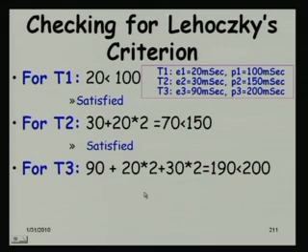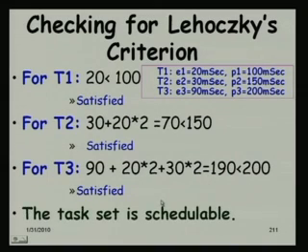And for T3 there are 2 higher priority tasks. T1 will arise 2 times, and T2 will also arise 2 times by the ceiling. 200 by 100 ceiling is 2, and 200 by 150 ceiling is also 2. So 90 plus 20 into 2 plus 30 into 2 is 190, which is less than 200. So for this also it is satisfied. So the task set is schedulable.